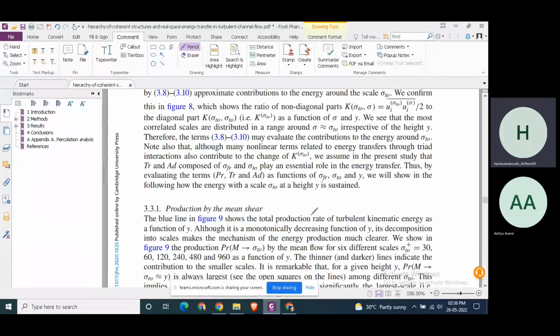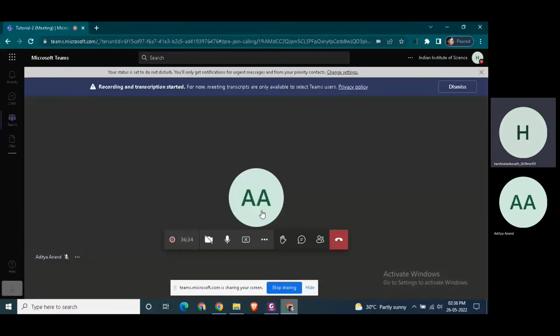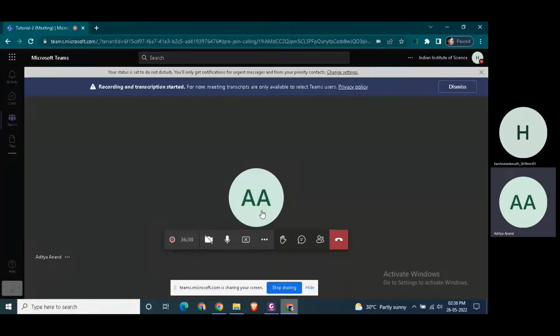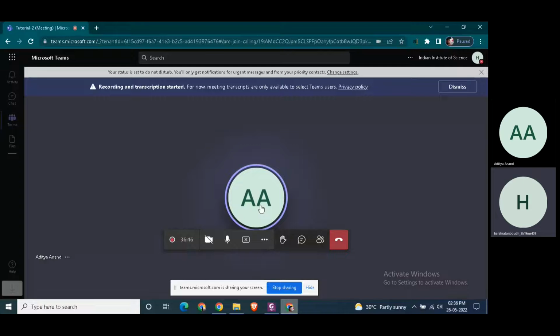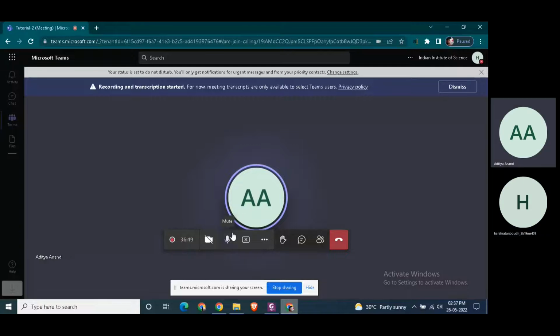I have to make some presentation to keep all this. Okay, so that was what you understood from the paper. And I think you're also facing some problems with the code, right? Yes, you can share that as well if you want.